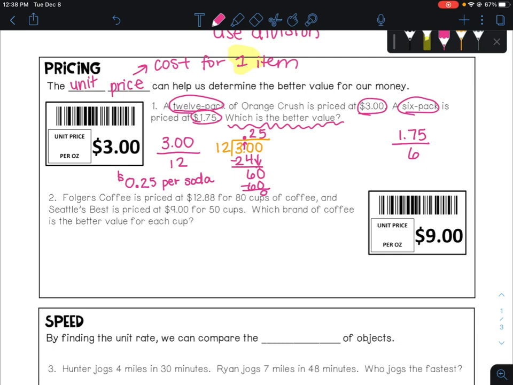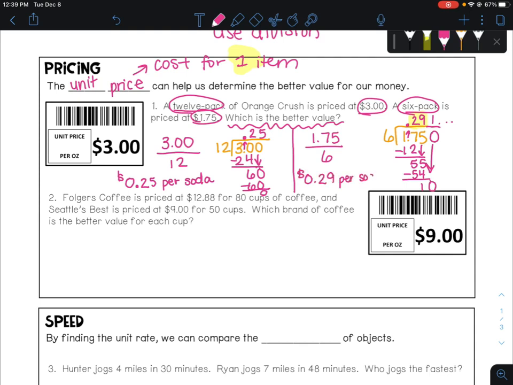Now let's look at the 6-pack. For the 6-pack, we have the 175 divided by the 6. Okay, we can go one more step. Add a 0, bring it down. 6 goes into 10 once. I'm going to stop here, bring my decimal point up. The reason I'm stopping is because when we talk about money, we only ever have the first 2 decimal places anyway, so we can just round this answer. So it comes out as 29 cents per soda.